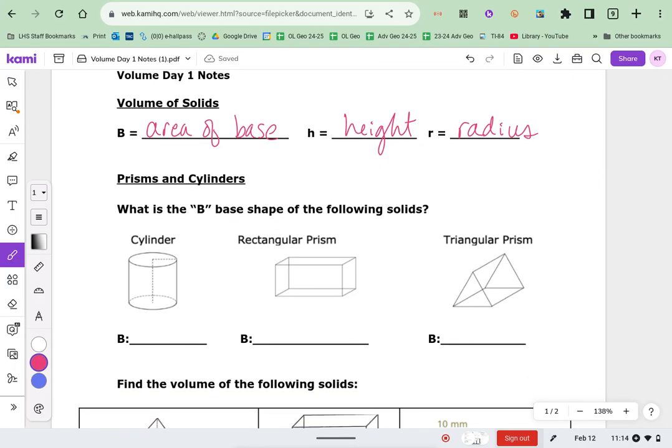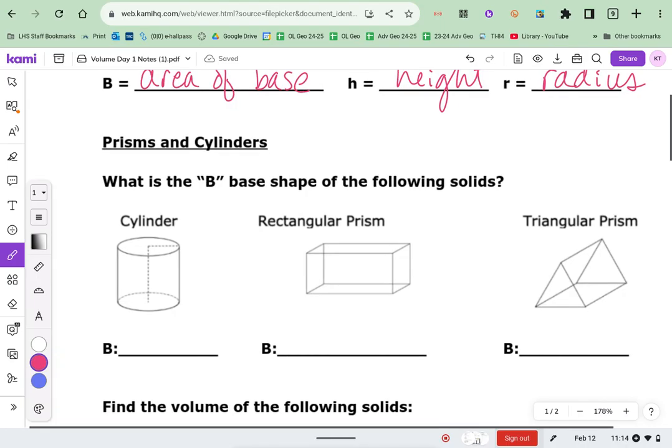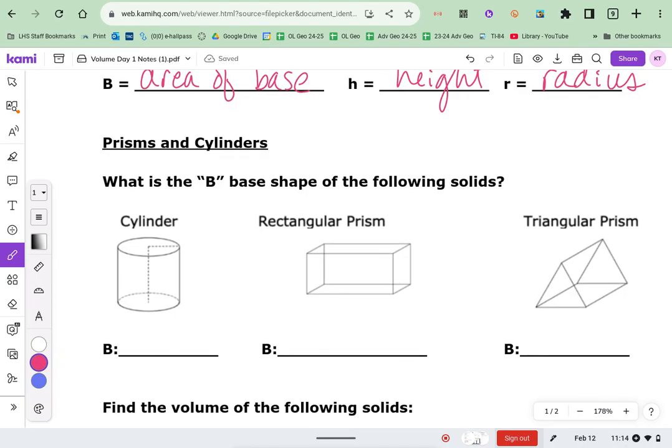So we're just going to practice again real quick finding capital B with the base shape. For example, on the cylinder, what is the base shape of a cylinder? A circle. Yeah. So the base shape of a cylinder is a circle. What is the base shape of a rectangular prism? Any of them. Yeah, rectangular prism. Any of the sides could be bases. So it's going to be a rectangle.